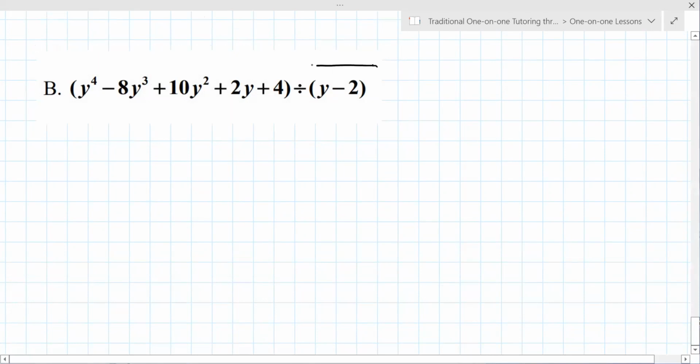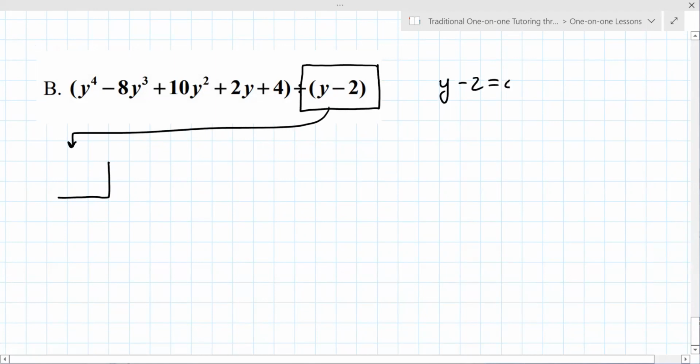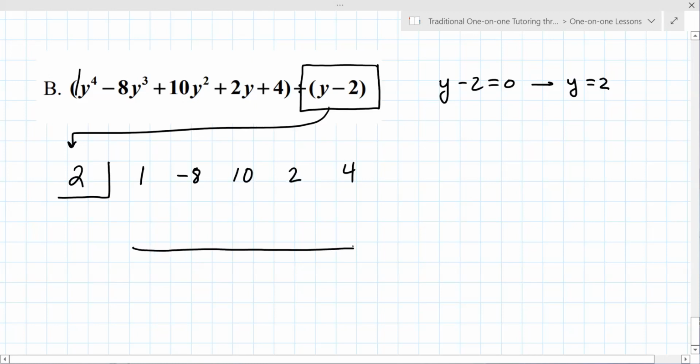So they generally tell you what you're dividing by over here on the right. And that tells you what number goes in this box over here to the left. But to figure that out, you're setting y minus 2 equal to 0. So y equals 2, and 2 is what goes in the box. It's not -2, it's the number that makes this 0. And then you grab those coefficients, including the constant, and put them down this table. So will you try this synthetic division for me, please?